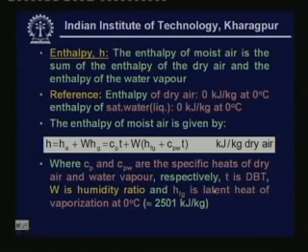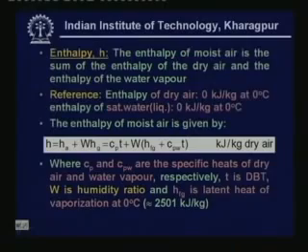Next important property for calculations is enthalpy. The enthalpy of moist air is the sum of the enthalpy of the dry air and the enthalpy of the water vapor, because moist air consists of dry air as well as water vapor. So the total enthalpy of the moist air is the contribution of the dry air part plus the contribution of the water vapor.